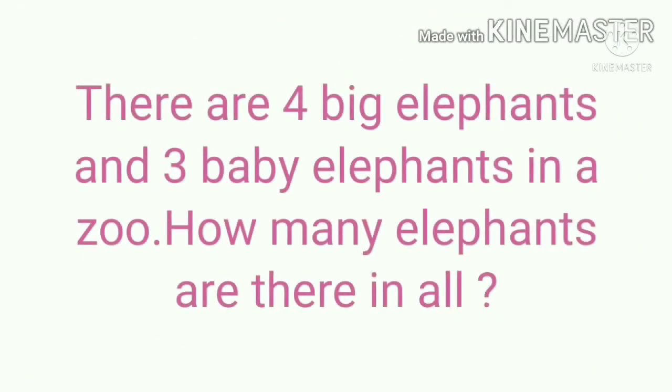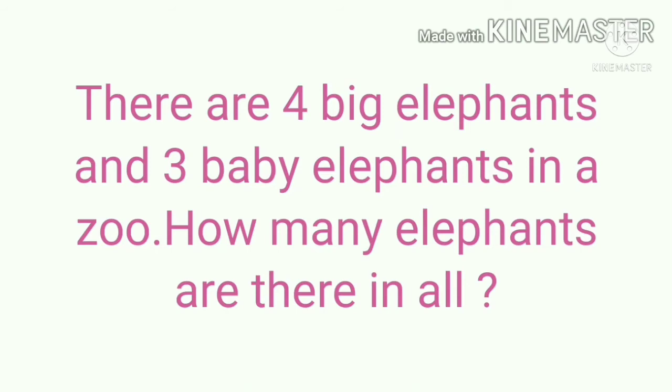Let us listen to the next question. I will read the question. There are 4 big elephants and 3 baby elephants in a zoo. How many elephants are there in all? Here we have to find out the total number of elephants. Tell me children, how many big elephants are there? That is 4 big elephants. And how many baby elephants? 3.